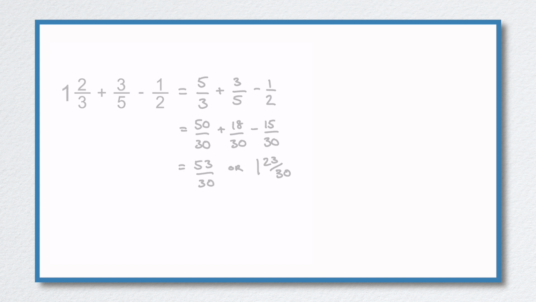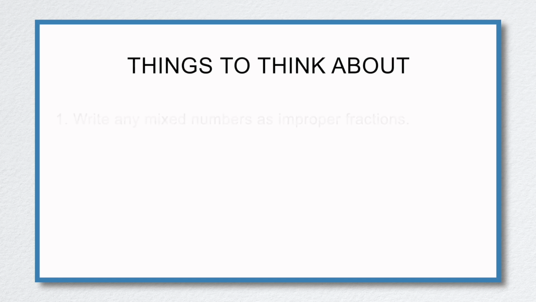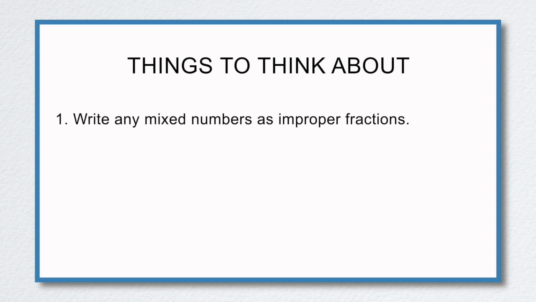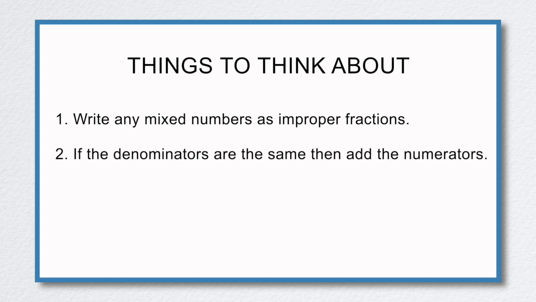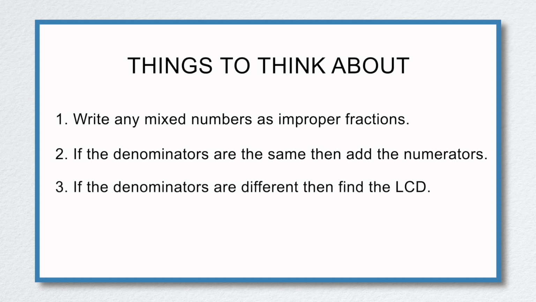But the key thing here with addition and subtraction, when you're looking at a question, the first thing you do is, if there are any mixed numbers, write those mixed numbers as improper fractions. The second stage is to then look at the denominators. If they're the same, then it's great. All you have to do is add the numerators. If the denominators are different, then we need to find the lowest common denominator.